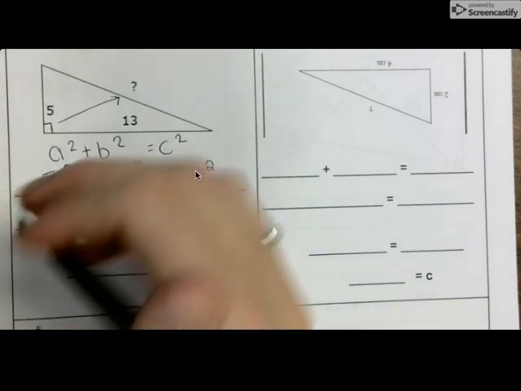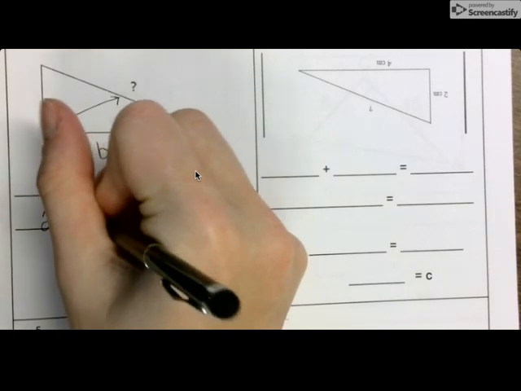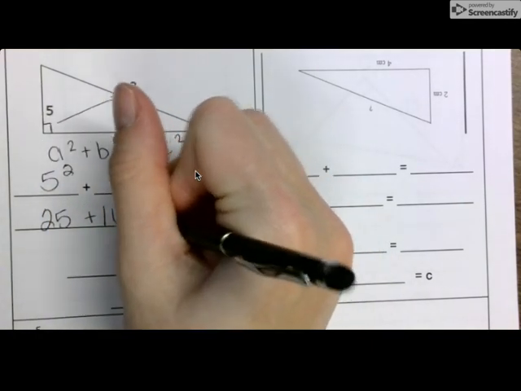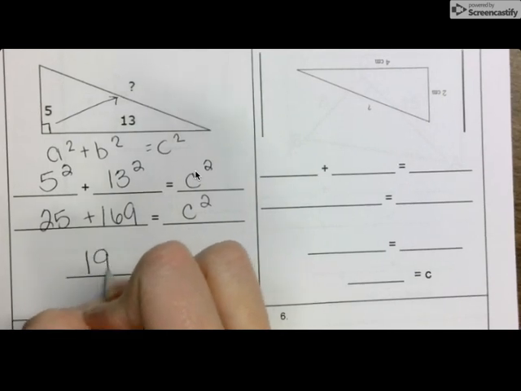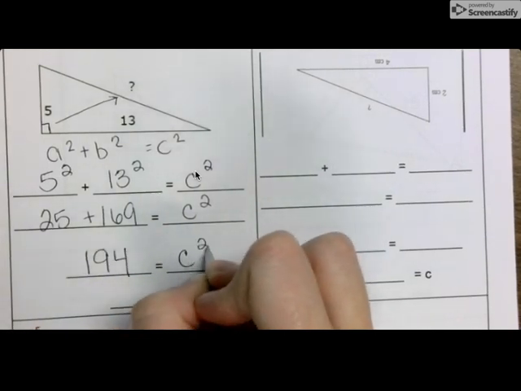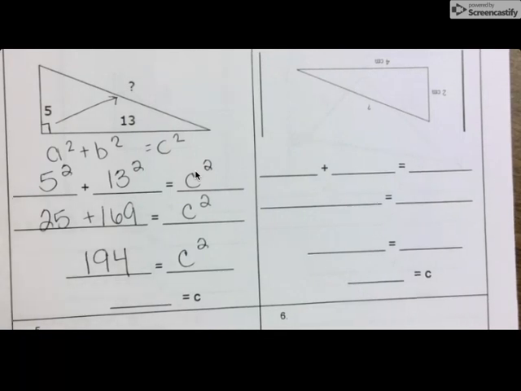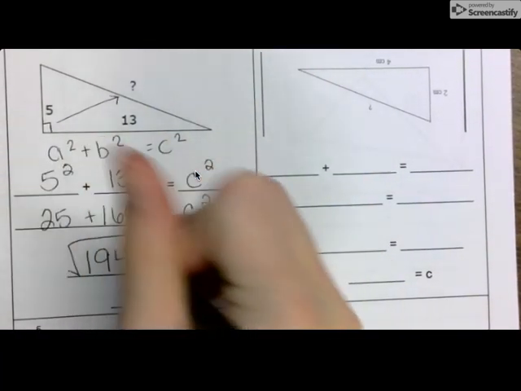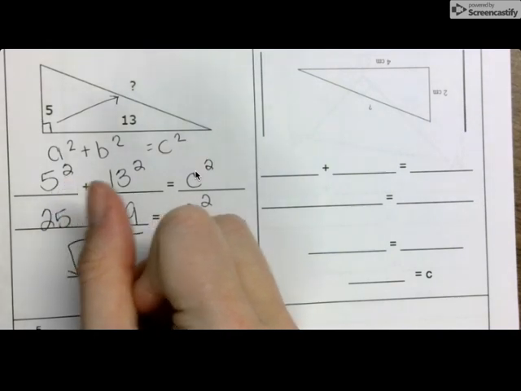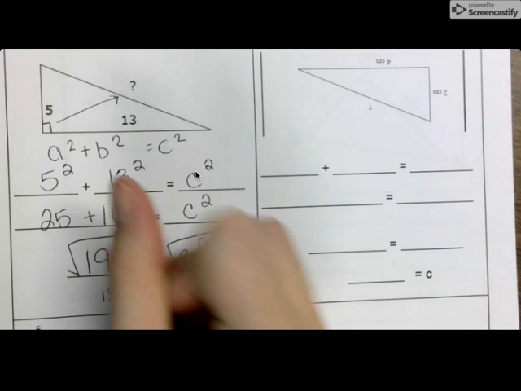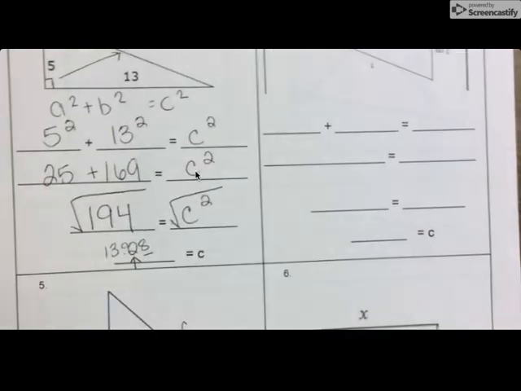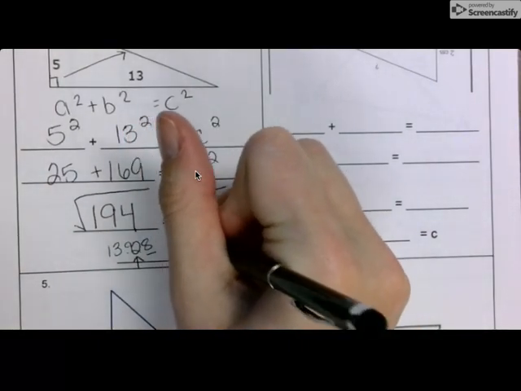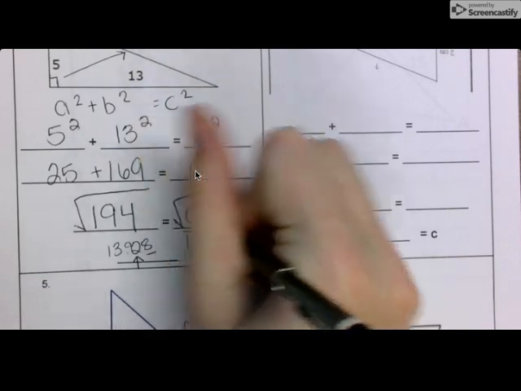So what is 5 squared? 25. What is 13 squared? 169. That equals C squared. What is 169 plus 25? 194. And how do you get C to be alone? Take the square root. And you end up with 13.928. Does the 8 round the 2 up or stay the same? Round the 2 up. So your final answer is 13.93.